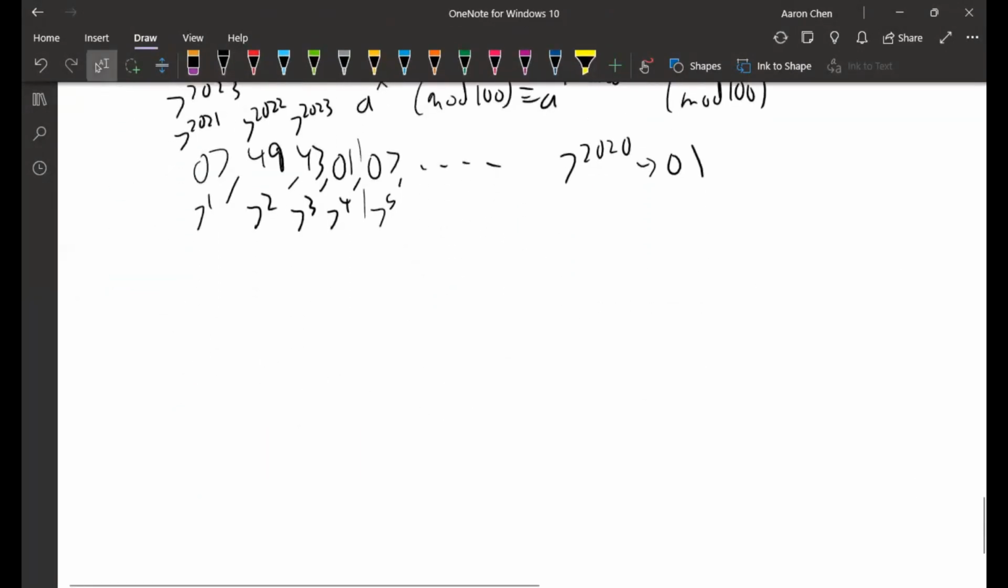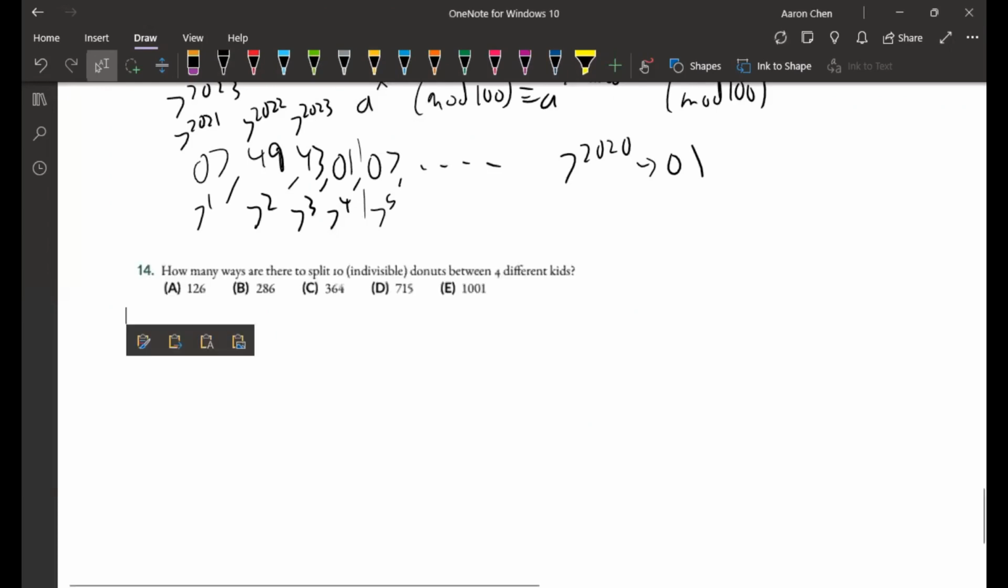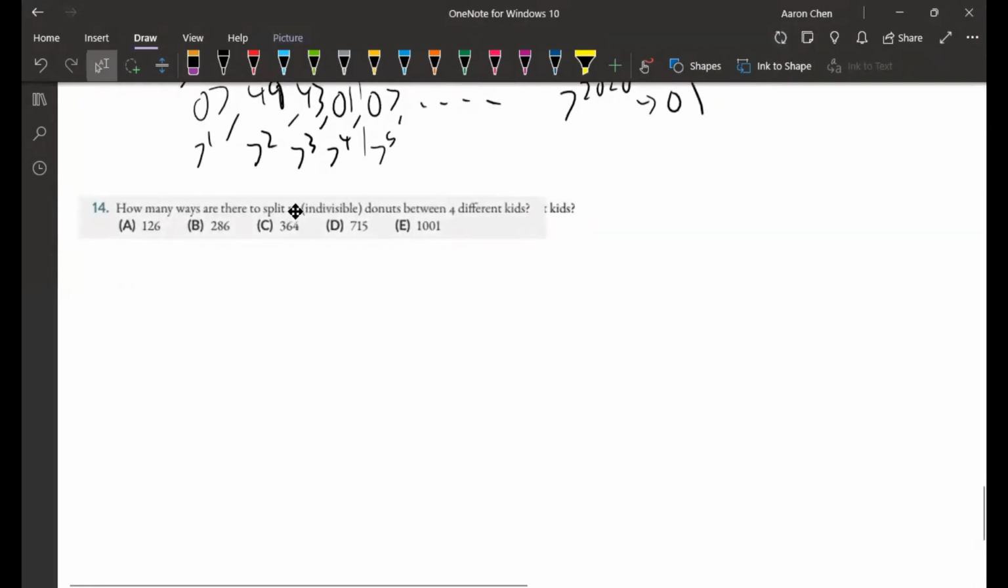And so next up, we'll go to number 14. Oops. So we want to find the number of ways to split 10 donuts that can't be divided further and you can't tell them apart between 4 different kids. So you can just do this doing stars and bars, and it's 13 choose 3.